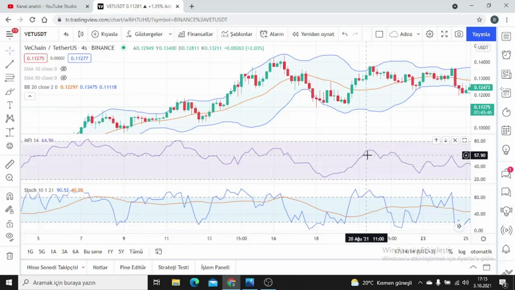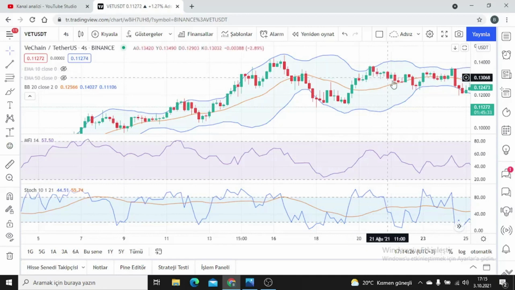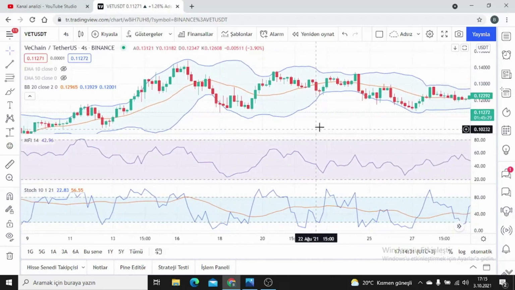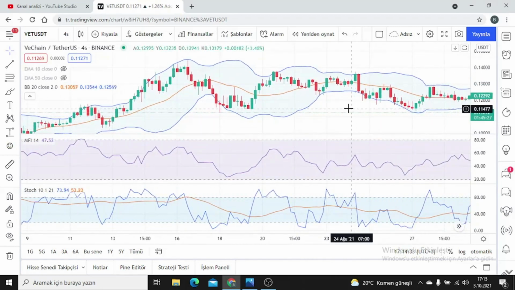When you see a stagnation here, that is, when buyers and sellers do not multiply and the market moves completely horizontally, look at the stochastic indicator. As you can see, our stochastic indicator has started to produce a downward signal this time. And price is above the Bollinger Band, so it's probably already telling us the drop is coming. And as you can see from here, there is a fall again.